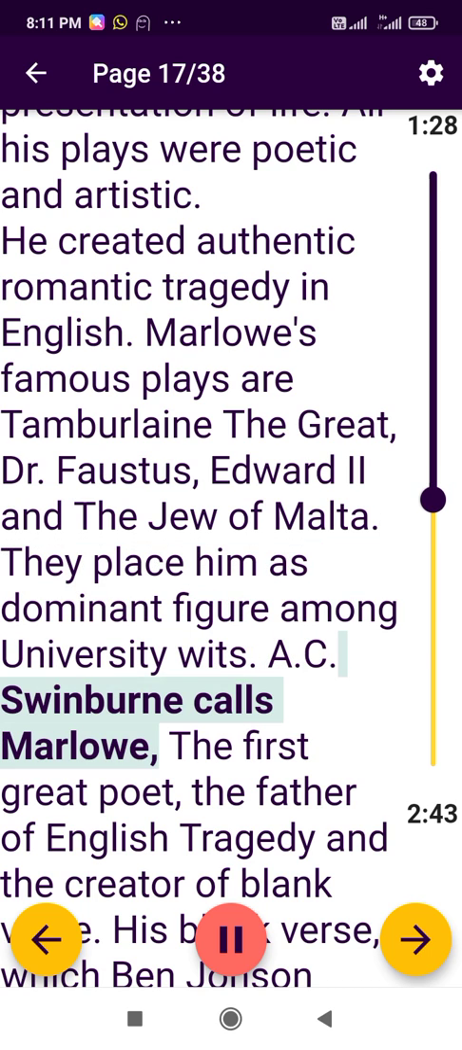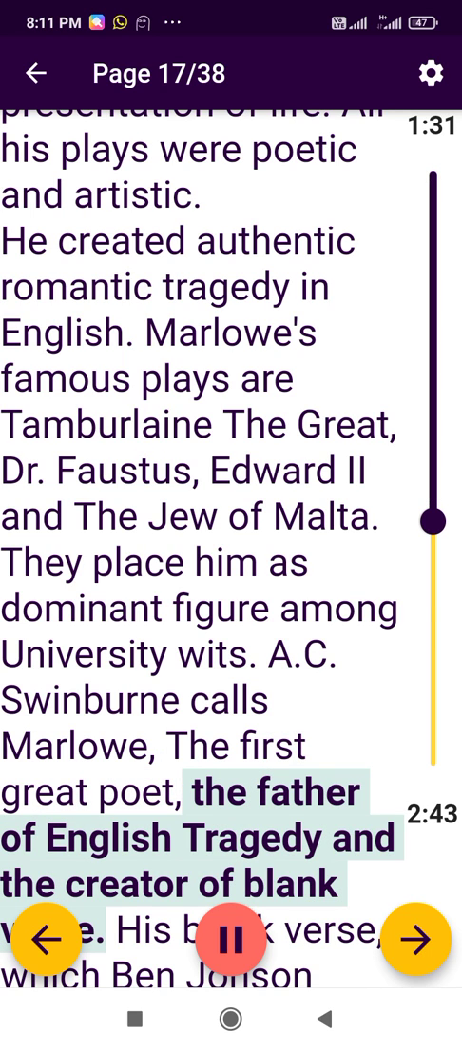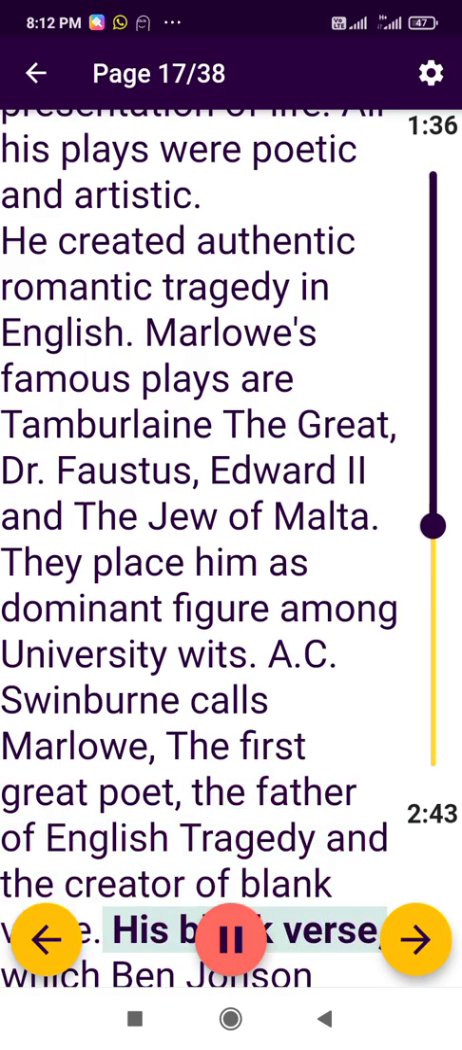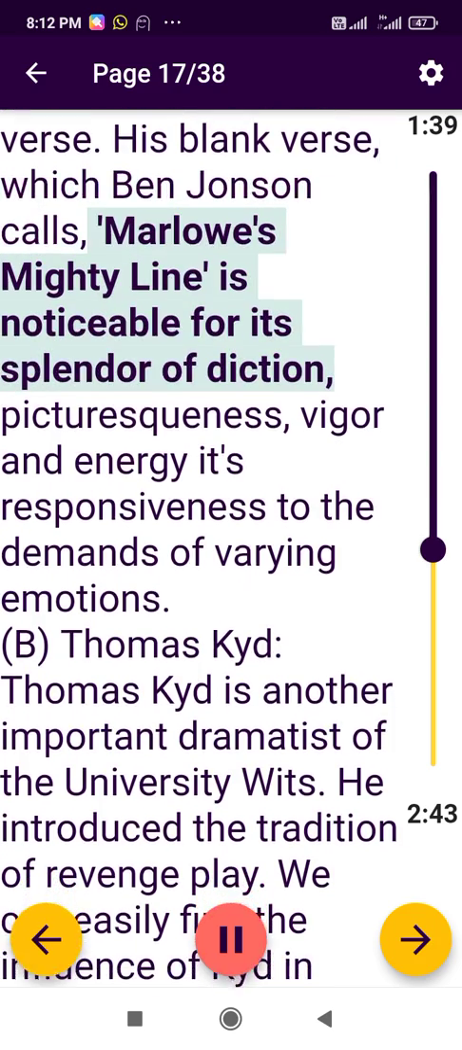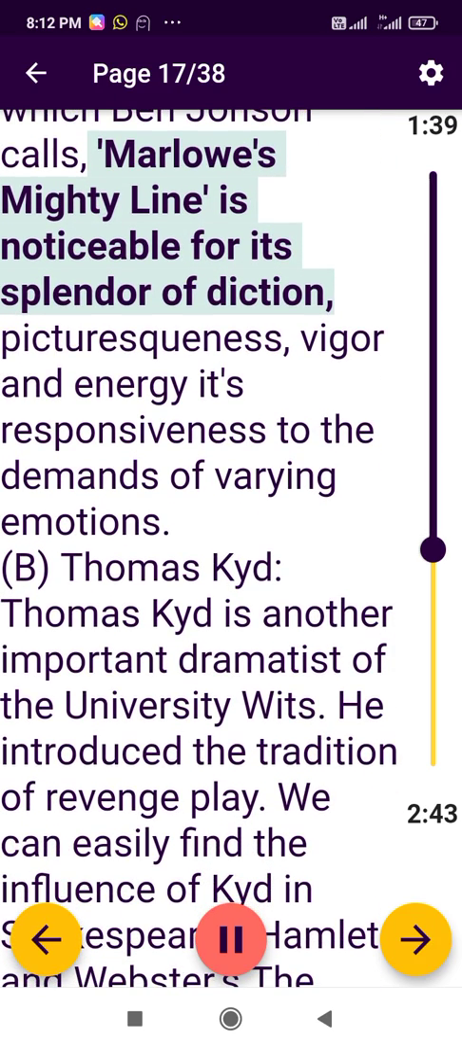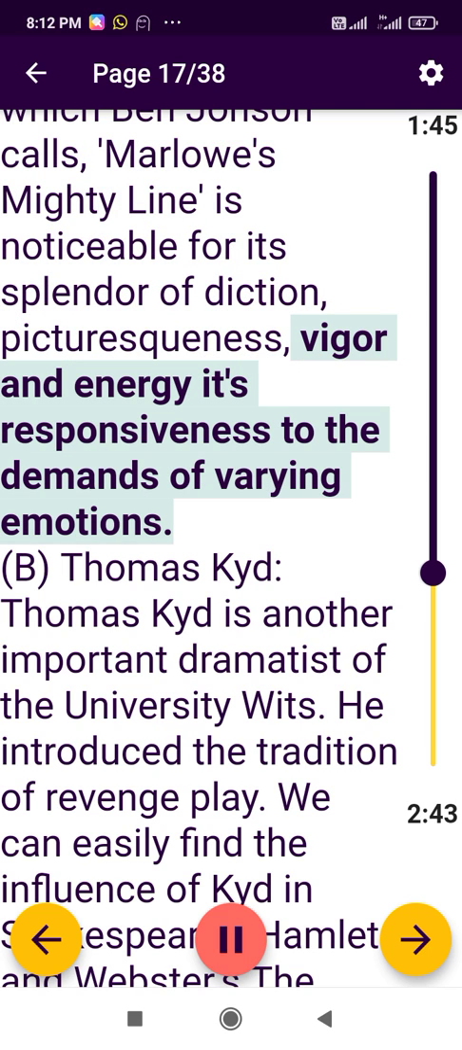A.C. Swinburne calls Marlowe the first great poet, the father of English tragedy, and the creator of blank verse. His blank verse, which Ben Jonson calls Marlowe's mighty line, is noticeable for its splendor of diction, picturesqueness, vigor and energy, and its responsiveness to the demands of varying emotions.